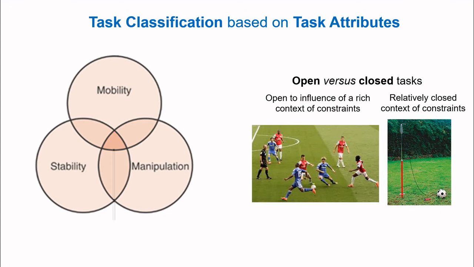Closed tasks have a comparatively closed context of constraints. Here, to provide a contrast to a game of football, we see a game of soccer swing ball. In this game, you kick the tethered ball, and the tethered ball will reliably swing around the pole and return to you. Unless the tether snaps, the demands of the task are not going to fundamentally change.